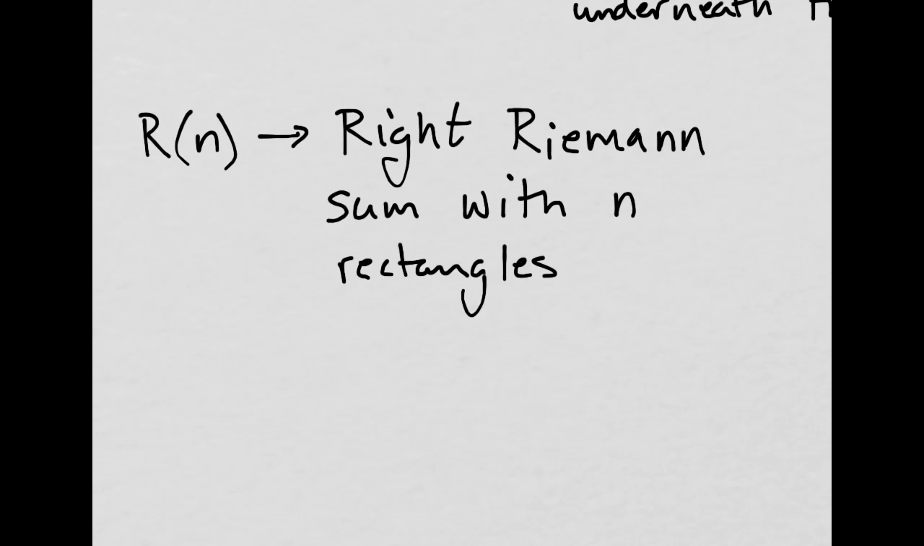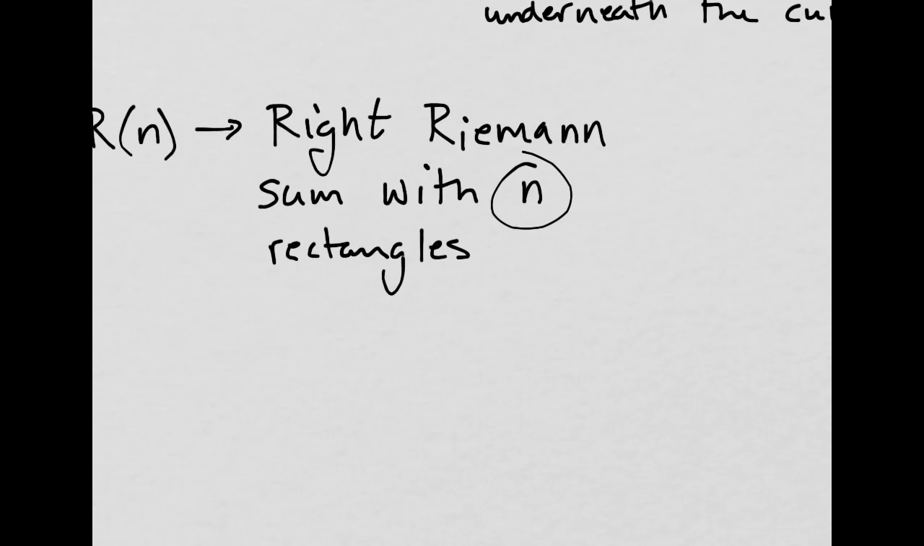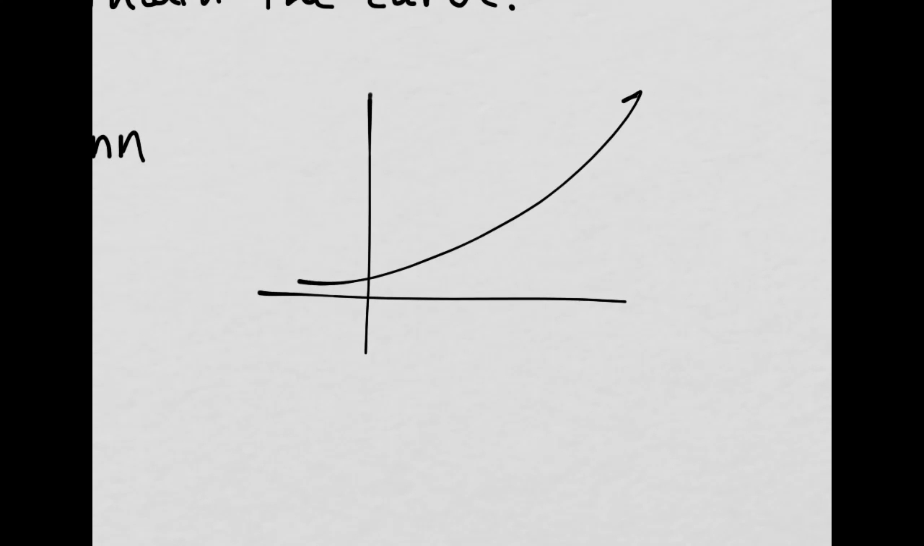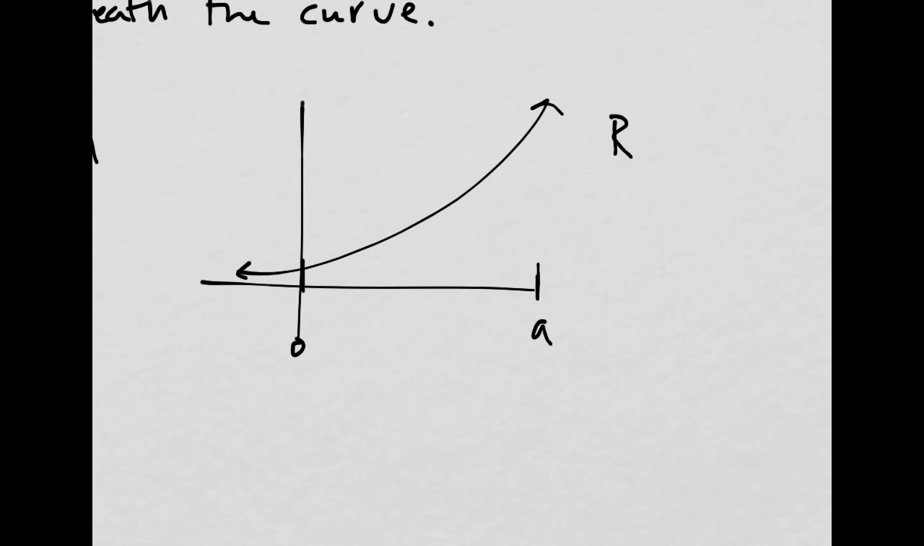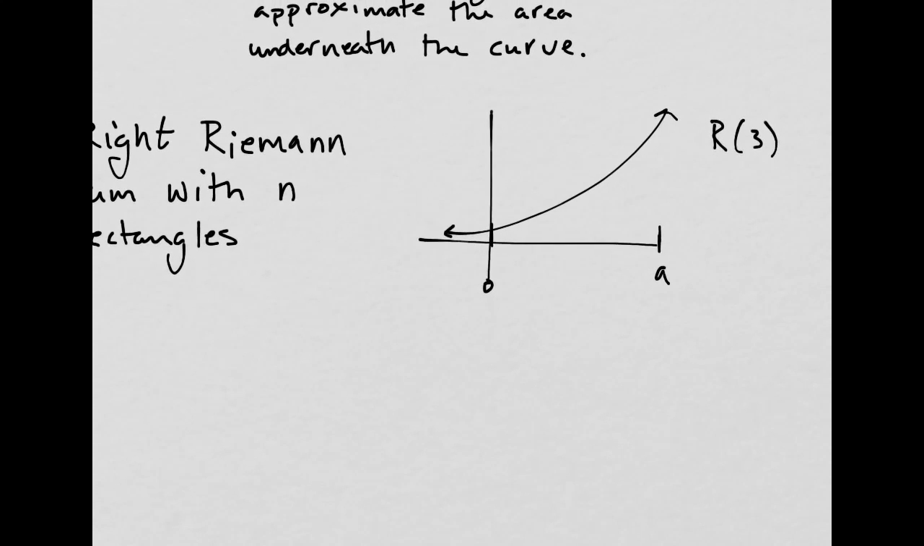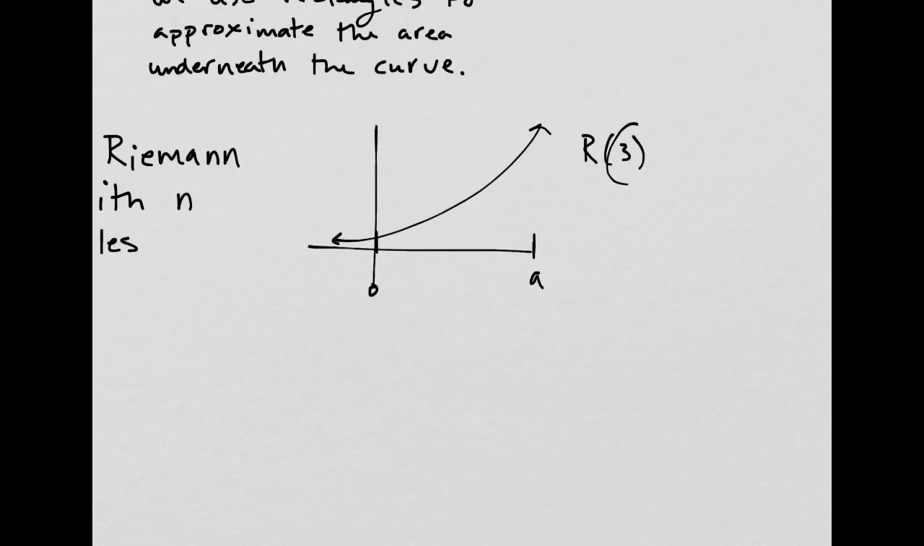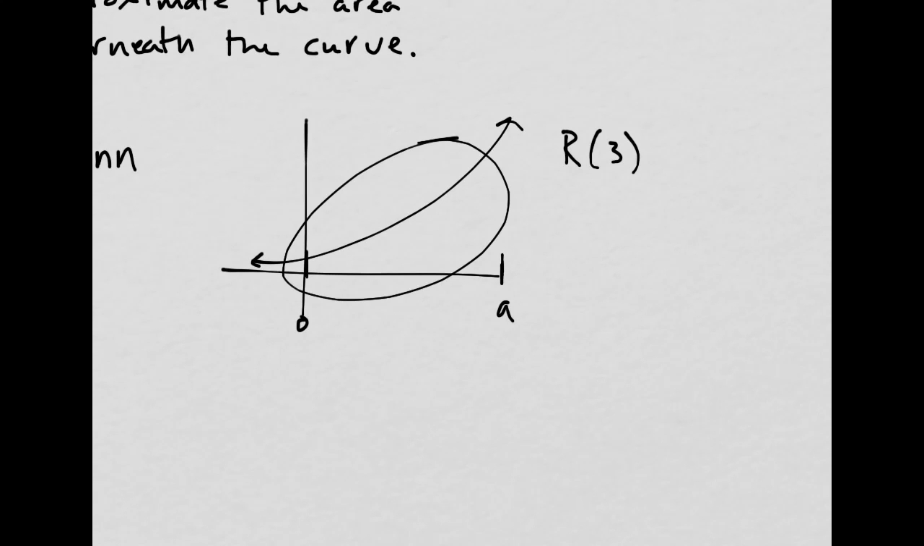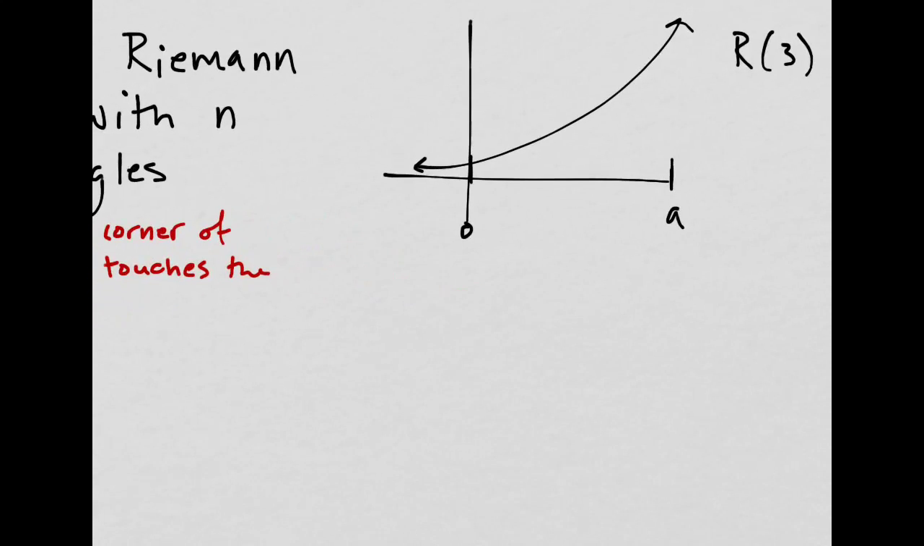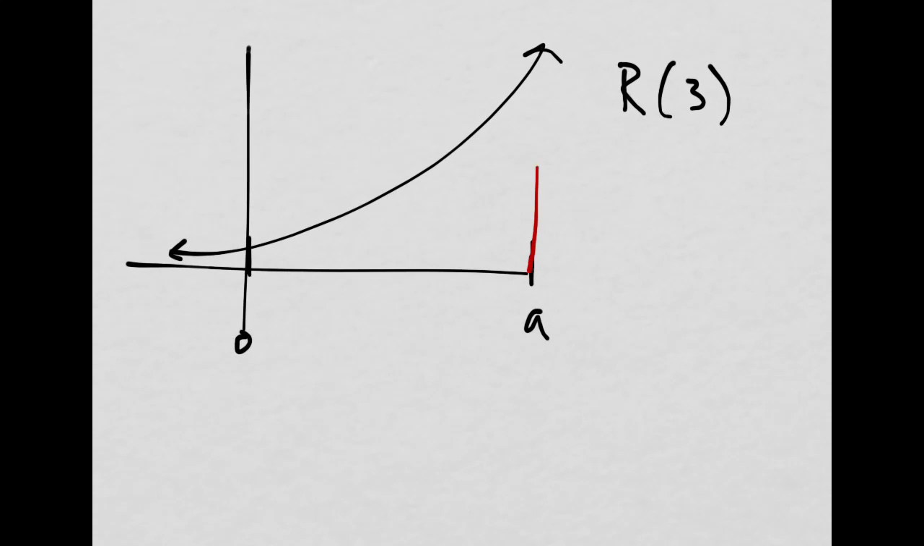Rn is called a right Riemann sum with n subintervals. So let me give you a quick example of that. If I had a curve, just like before, and suppose I'm only thinking about from 0 to A again. Let's say n is 3. So R3 would be the right Riemann sum with 3 rectangles. I have to approximate the area underneath this from 0 to A. That will be specified every time, but I'll approximate this with 3 rectangles where the top right corner of each rectangle touches the curve. That's why it's called a right Riemann sum, because the top of the right side of the rectangles touch the curve.